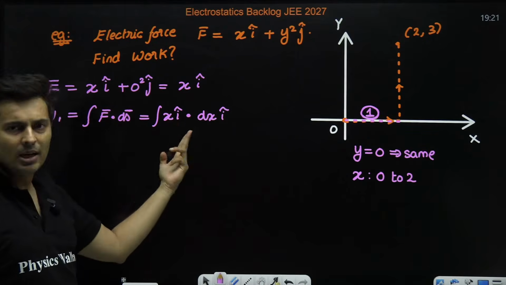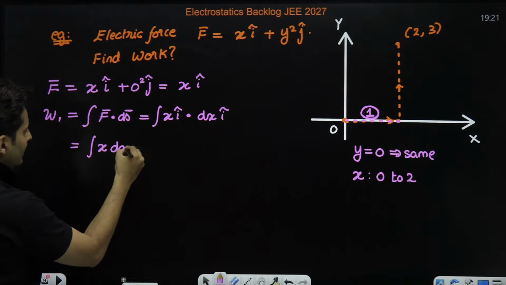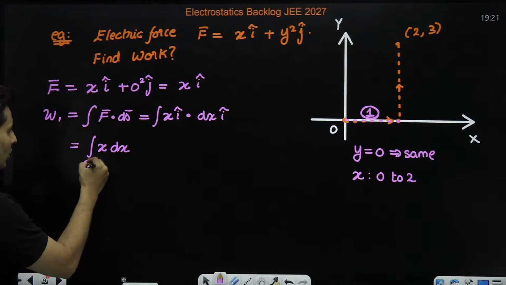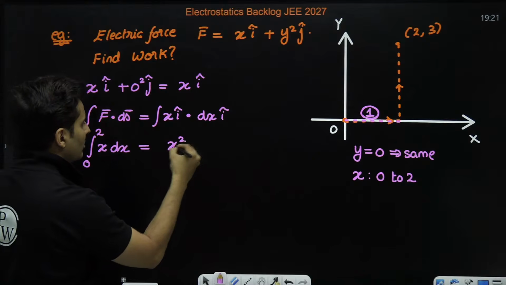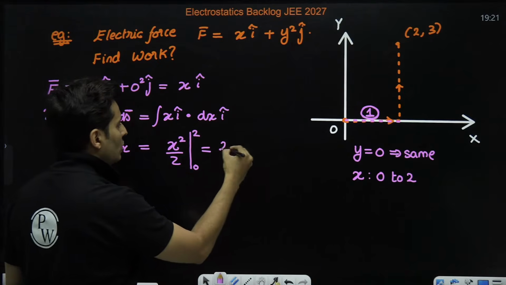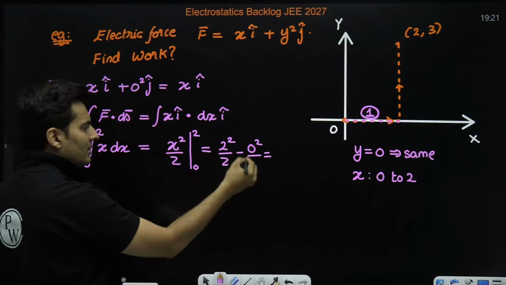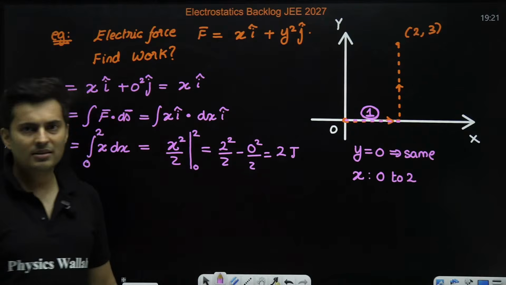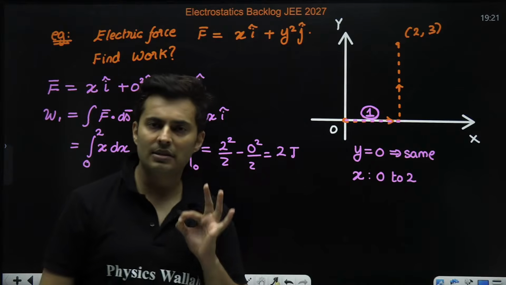Now i cap into i cap is 1, so hence this will just become integration of x dx, and I know the limits. X is varying from 0 to 2, so I'll just put the lower limit here and the upper limit over here. So integration of x is nothing but x square by 2. Limits are 0 and 2, lower and upper. So put 2 square divided by 2 minus 0 square by 2. So this is anyways going to vanish. So this is just going to become 2 joules. Is this fine? The first work is nothing but just 2 joules. Everybody till this point clear?